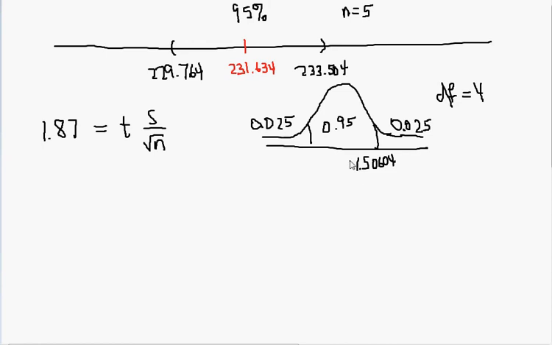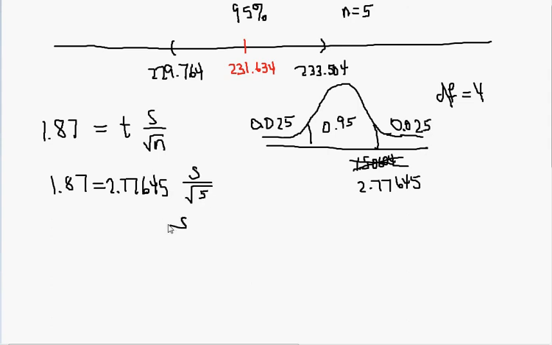Sorry, that's the final answer. I'm looking at the wrong page of my notes. The number here works out to be 2.77645. So 1.87 is equal to 2.77645 times the s, which is unknown, divided by the square root of 5. And so s is equal to what I just said, 1.50604. Okay, so that's the information from the 95%.